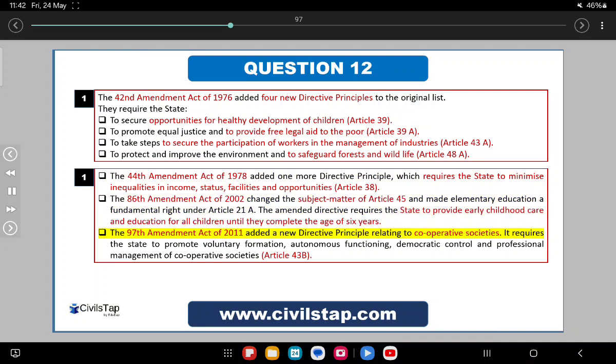The 97th Amendment Act of 2011 added a new directive principle relating to cooperative societies. It requires the state to promote voluntary formation, autonomous functioning, democratic control and professional management of cooperative societies.